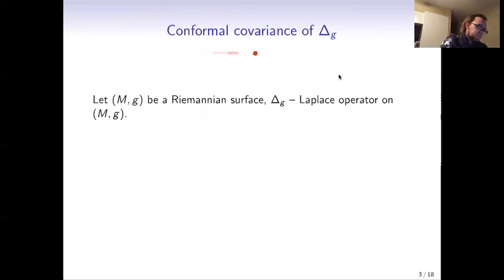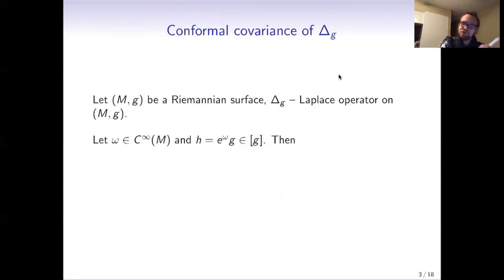So something which is called conformal covariance of the Laplacian in dimension 2, right? So recall we have a Riemannian surface and the Laplace operator of this metric g on the Riemannian surface. And we talked about the conformal class, right? So the conformal class of metrics is just a collection of all metrics which are conformal to the background metric. So you take some fixed metric g, and you consider all metrics which are a positive function times this metric. So they form a conformal class.